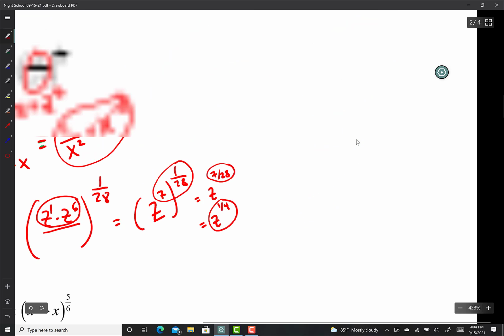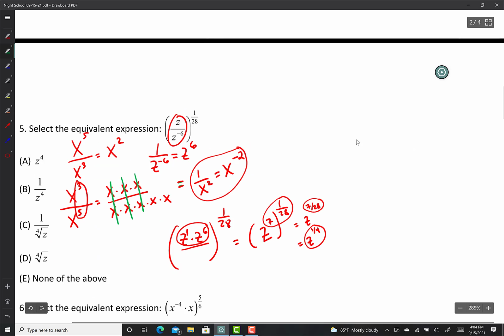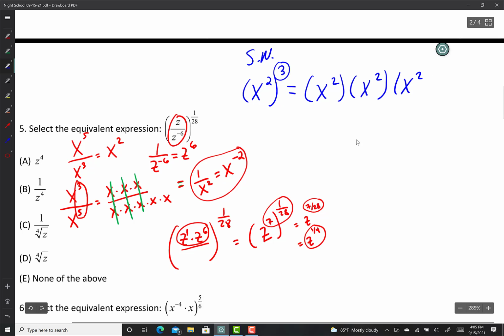So another side note. I got space here. When you guys were in Algebra 2, or probably Algebra 1, x squared to the 3rd power. Remember what that 3 means? That 3 means that you got 3 of them. X squared, x squared, x squared. Because I don't want you guys to be a robot. Now check it out. That x squared means x times x, x times x, x times x.